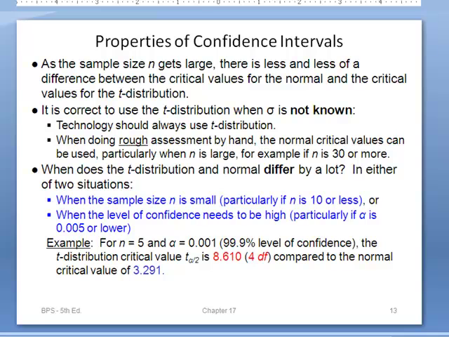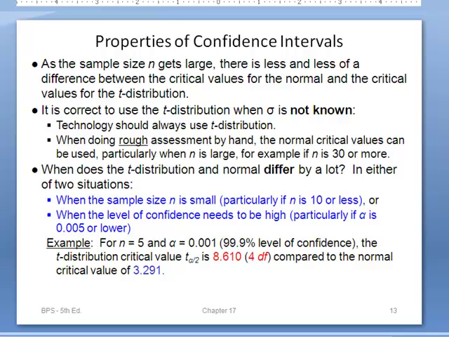So let's look at the properties of confidence intervals. Most of these will just be a repeat of what you would already know. As the sample size n gets large, there's less and less of a difference between critical values for the normal and the critical values for the t-distribution. We just saw that. We went through that example. It's correct to use the t-distribution when our population standard deviation isn't known. With technology, we should always use the t-distribution. When doing rough assessments by hand, the normal critical values can be used, particularly if n is large. For example, if n is 30 or more.